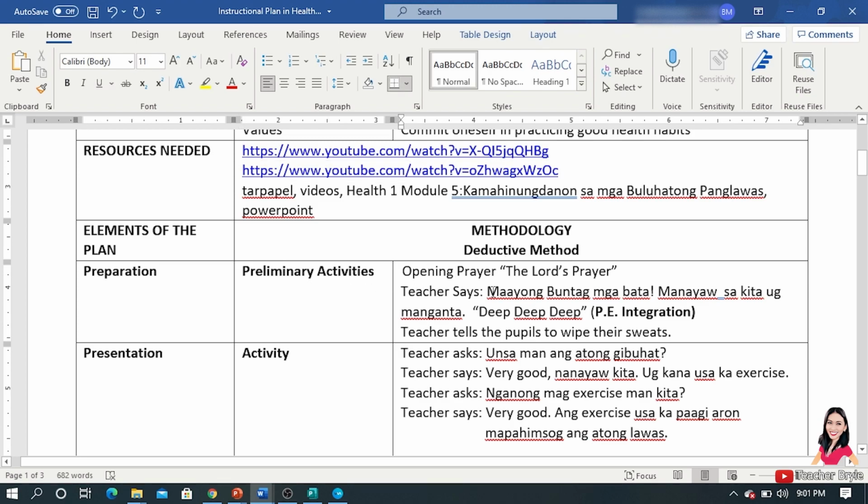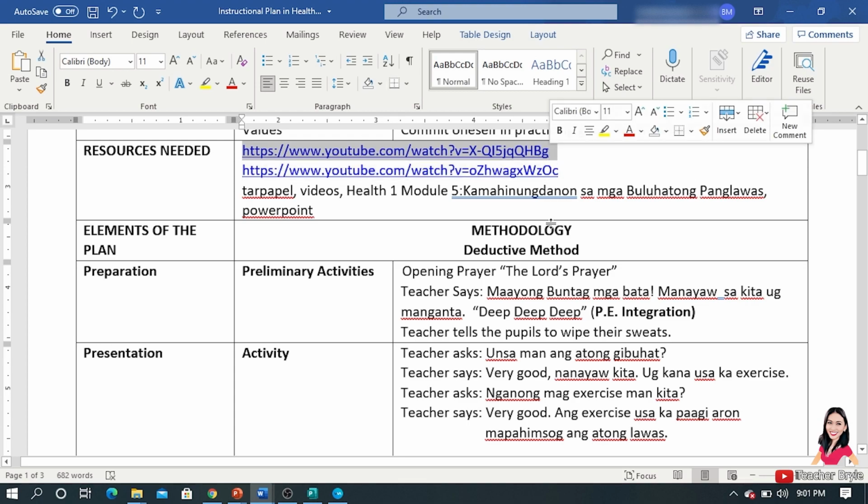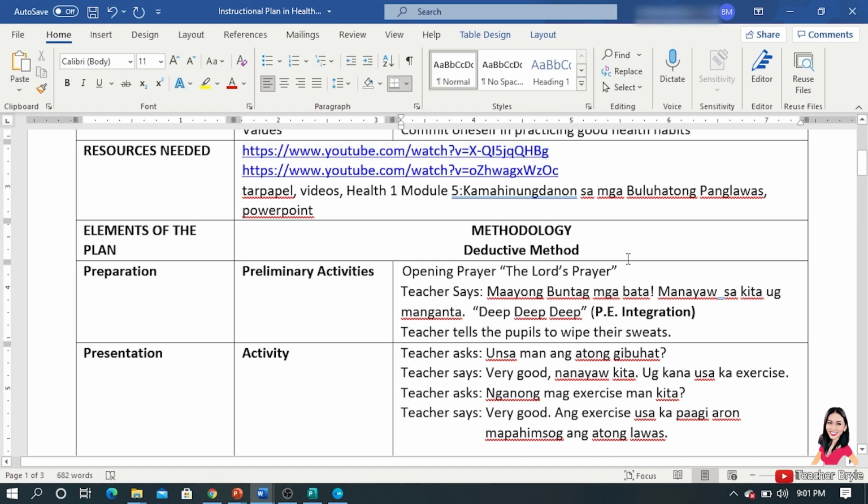Preliminary activities: opening prayer, the Lord's Prayer. I searched, and here is the link that I used for my opening prayer, which is the Lord's Prayer. This can be found on YouTube, where a child recited an Our Father prayer, Ang Amahan Namo in Bisaya. After that, teacher says, "Maayong buntag mga bata, tanawa sa kita og manganta." So, here is the link for my action song.